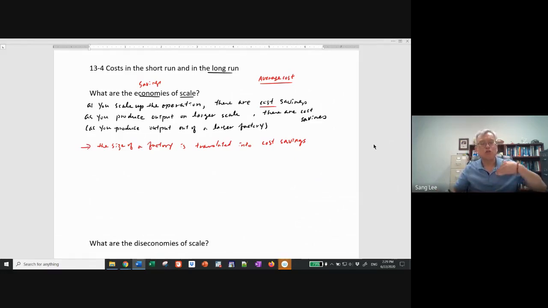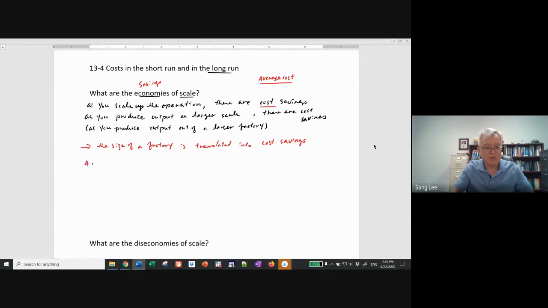In other words, through mass production, you can achieve cost savings, or you can produce a typical unit at a lower cost. If that happens, we say there is an economy of scale. So let me give you a quick example.